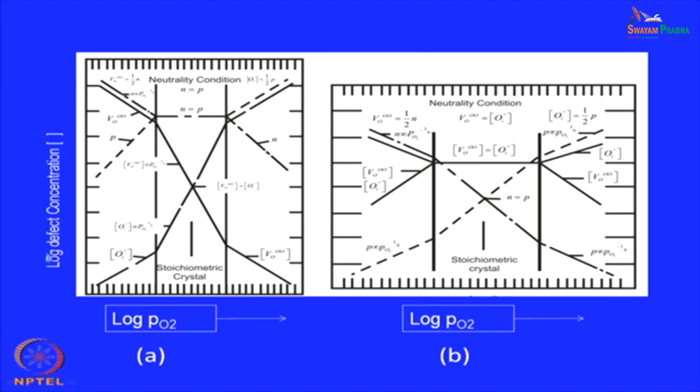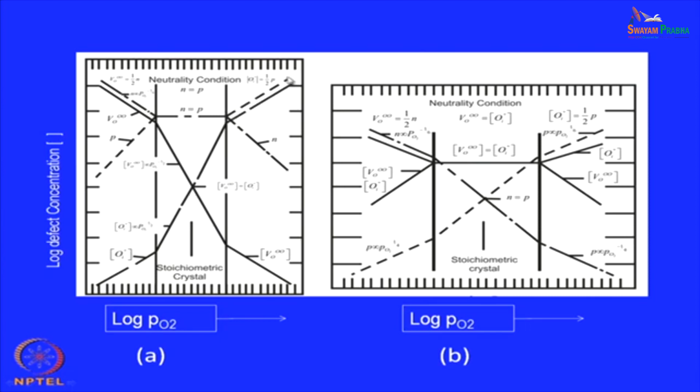In this diagram we have plotted log PO2, and then these are the different concentrations. There are different concentrations that have been plotted. For example, this one is actually n, the concentration of electrons. This is very low PO2, and this is very high PO2. We have not mentioned exactly what is the range, but this is the concentration of n, that is the electronic concentration. This is the concentration of p. Okay.